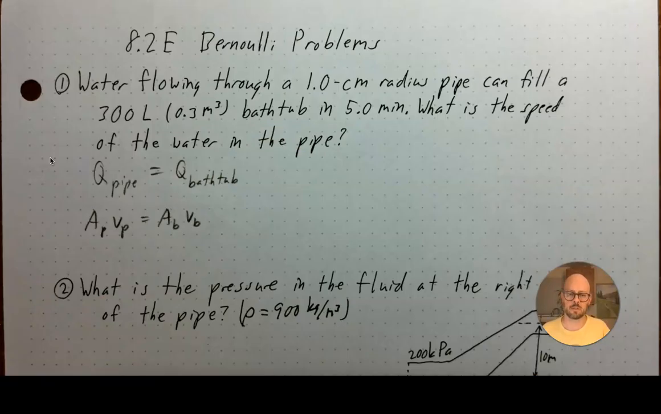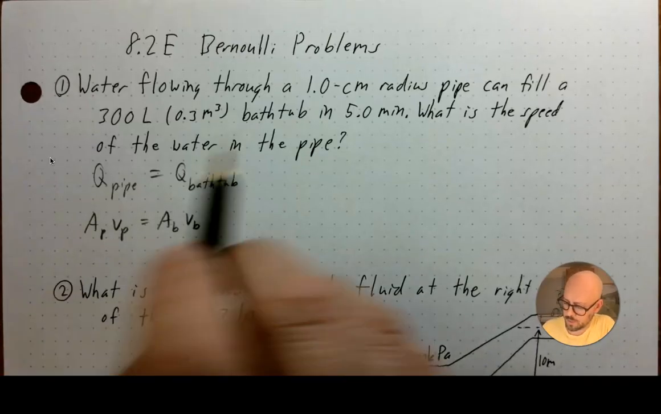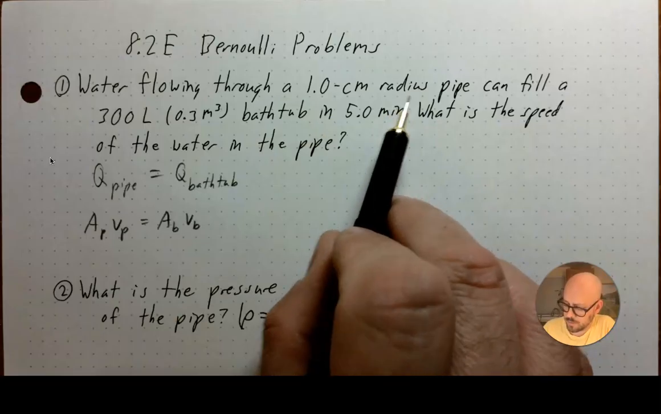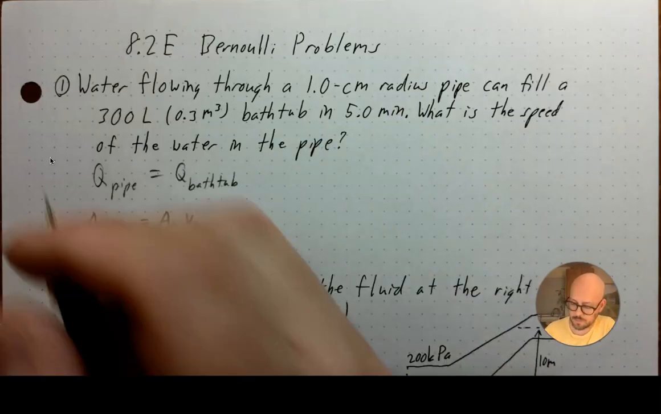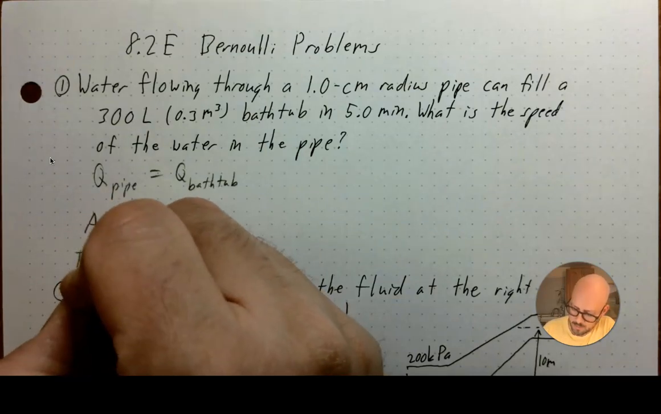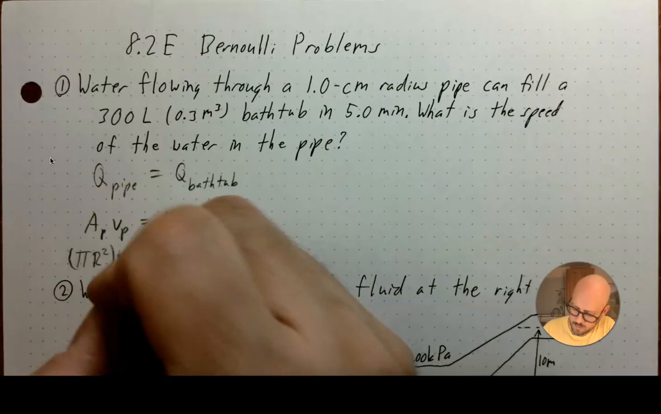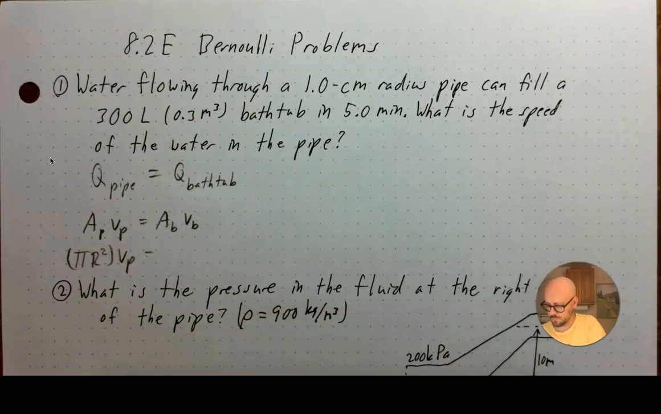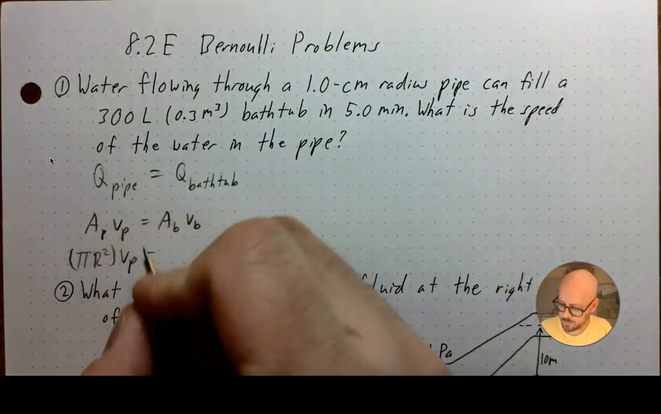And it doesn't yet look like we're going to be able to do anything. So I want to do the pipe stuff first. The pipe is a circular cross-section, right? It has a radius, so it's a circle, it's a cylinder. The cross-sectional area is going to be pi r squared, and then the speed through the pipe. So that's normal. There's no surprise there. The surprising part comes with the bathtub itself.